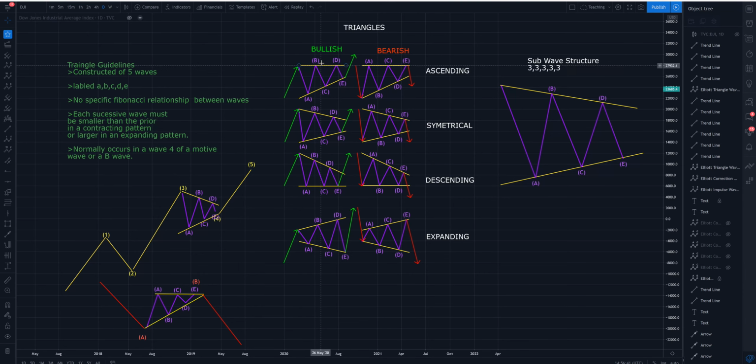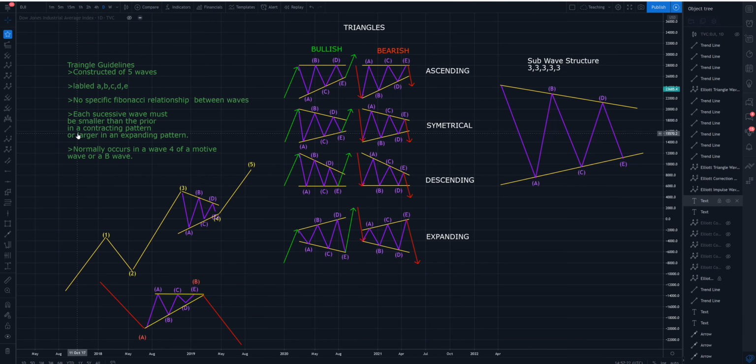Each wave in this ascending triangle, the B will be shorter than the A, the C will be shorter than the B, the D will be shorter than the C, and the E will be shorter than the D. So we're following the rule that each successive wave must be smaller than the prior in a contracting pattern. Although we're not obsessing over any specific Fibonacci relationship between these waves, we're simply following the rule that each successive wave in a contracting triangle must be smaller than the prior wave. This is the same in both the bullish and the bearish case, and this rule applies to ascending, symmetrical, and descending triangles.